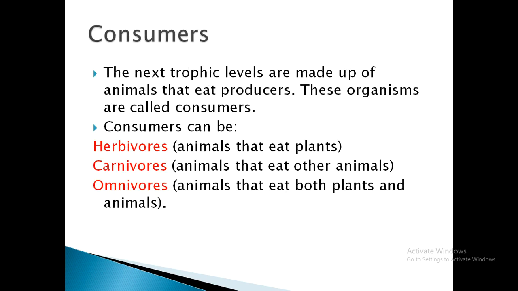Consumers. The next trophic levels are made up of animals that eat producers. These organisms are called consumers. Consumers can be herbivores, animals that eat plants; carnivores, animals that eat other animals; omnivores, animals that eat both plants and animals, like us. Humans are omnivores.